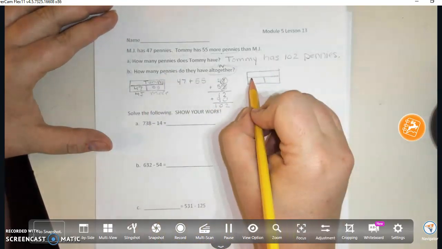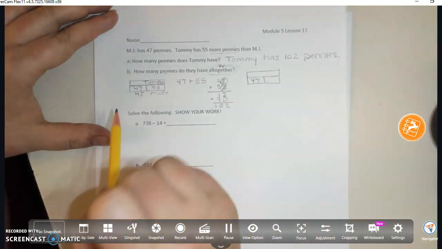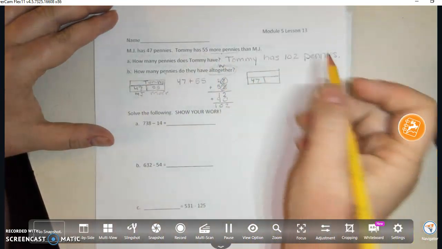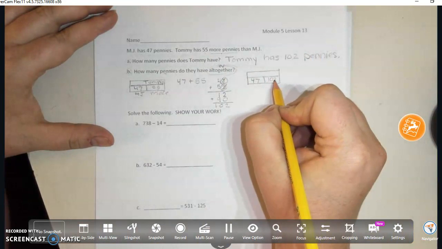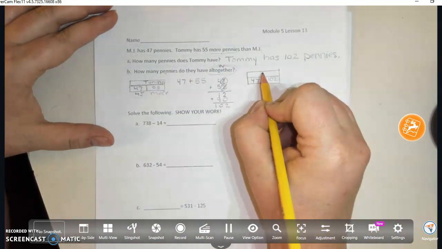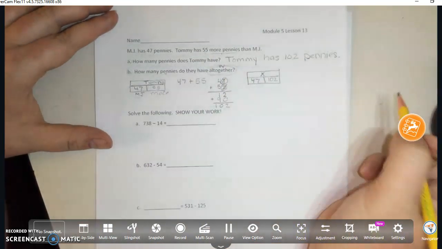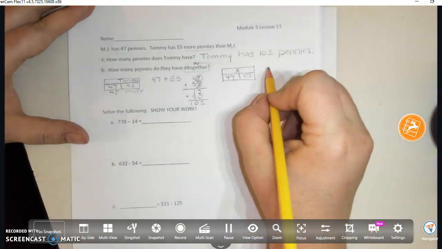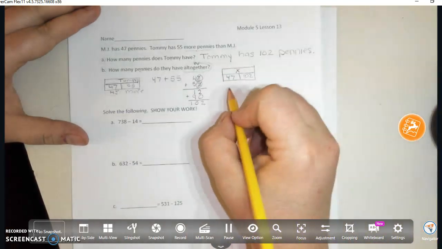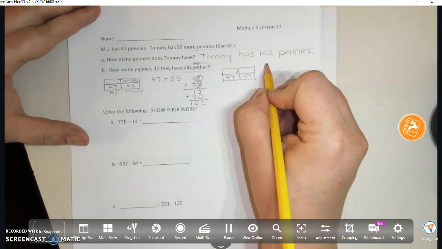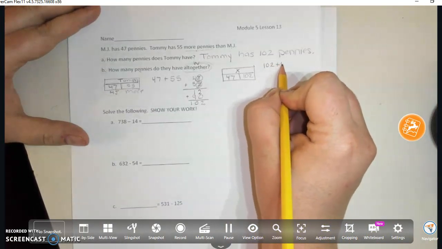So MJ has 47, so that's the same. But this time I need to know how many Tommy has, which is 102 for a part. So now I'm going to find my unknown altogether. I'm going to use arrow math. My problem is 102 plus 47.